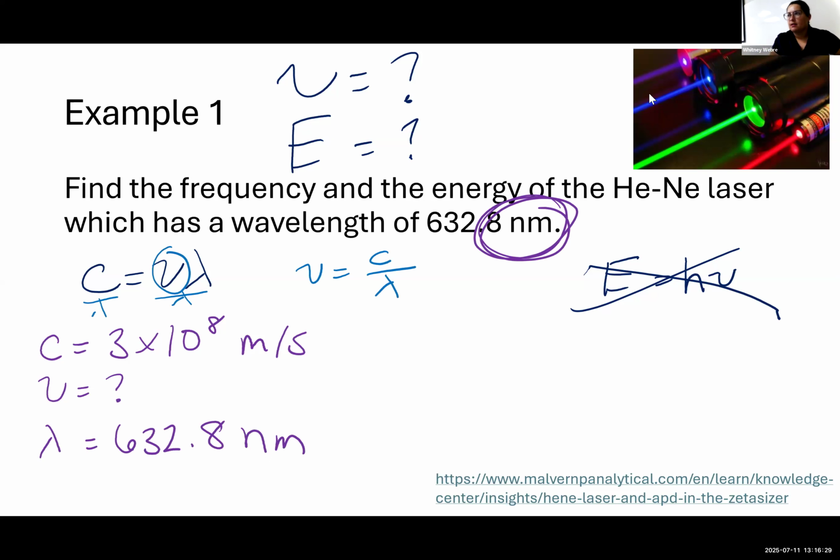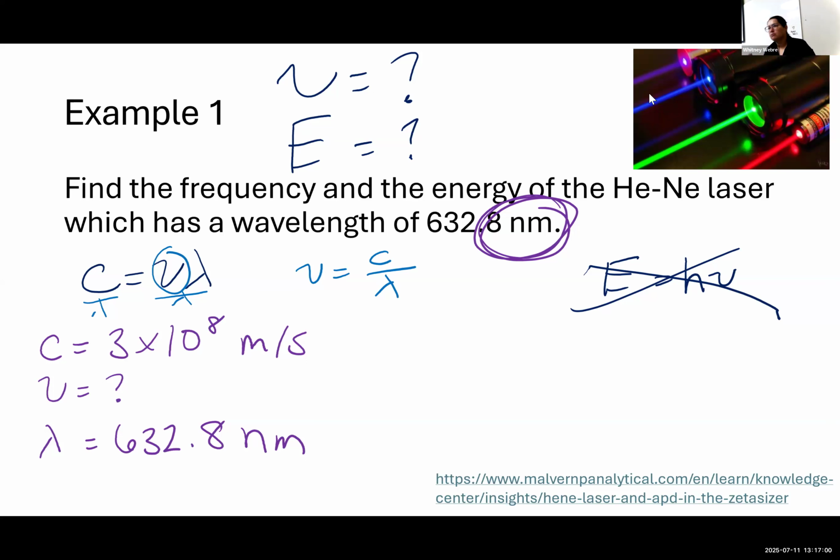Look at the units of c and look at the units of lambda. Are they the same? Meters and nanometers are not the same. Majority of the time with these questions, you're going to be given something in nanometers and you have to convert it to meters because the speed of light is in meters. If you do this problem with the wrong units, you'll end up with the wrong answer.